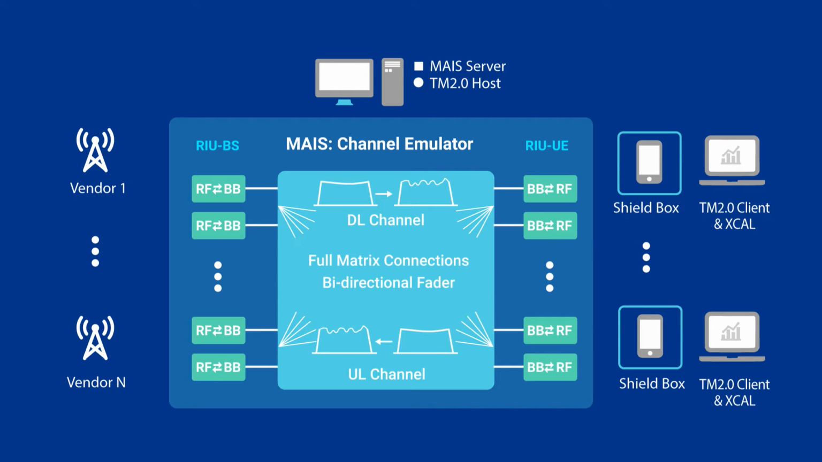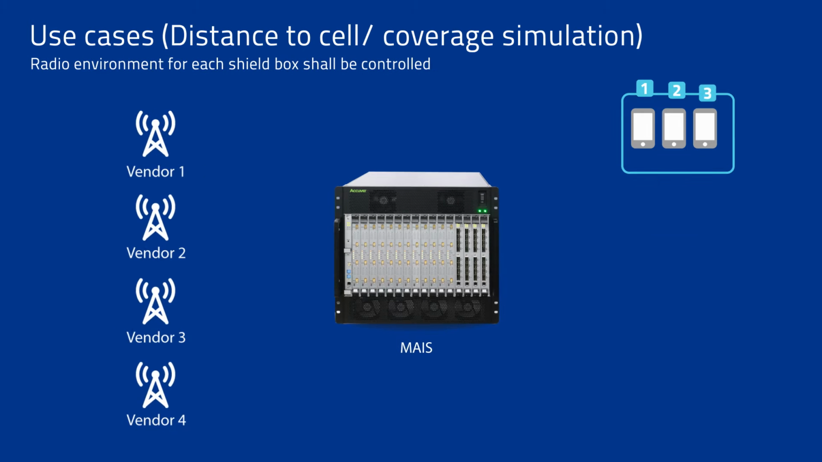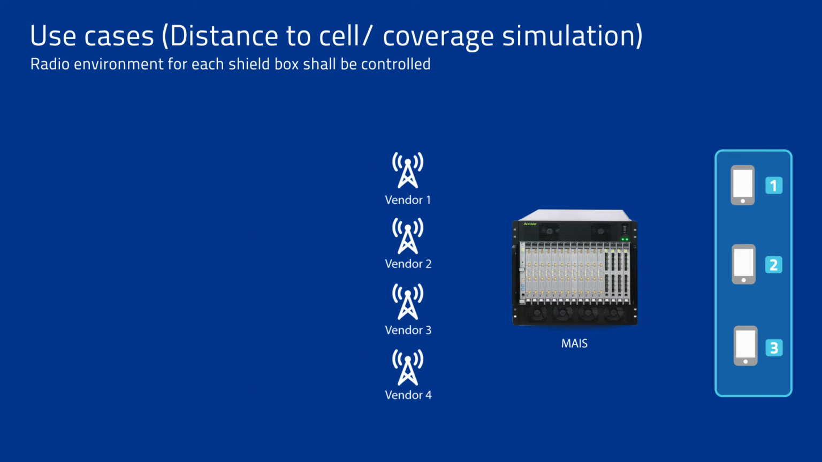MAIS is proud of its flexible architecture that is easily extendable by adding appropriate slot cards. MAIS can take any number of BS signals and route them to any UE under test. Thanks to digital processing, those signals can be replicated and combined without any loss. Each signal path established by a user's test scenario can be controlled in its magnitude and phase.